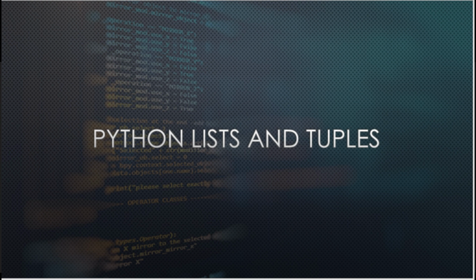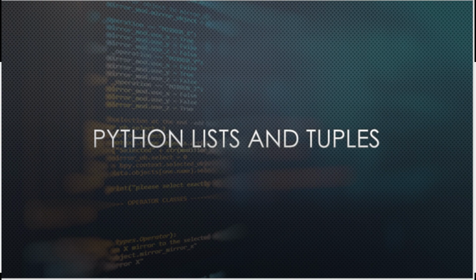The key difference between a list and a tuple is mutability. Lists are mutable. This means that you can change their contents after you've created them. Tuples are immutable. Once you create a tuple, you cannot modify its elements. So now we'll take an example and have a look.